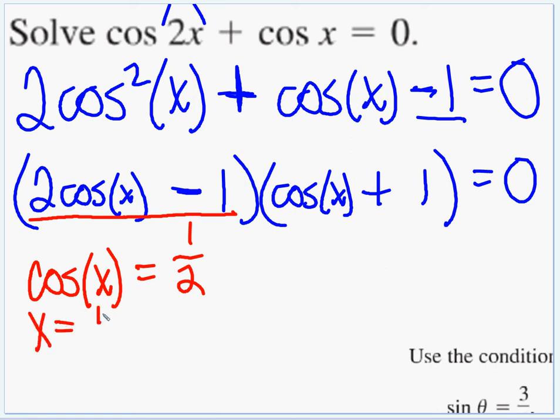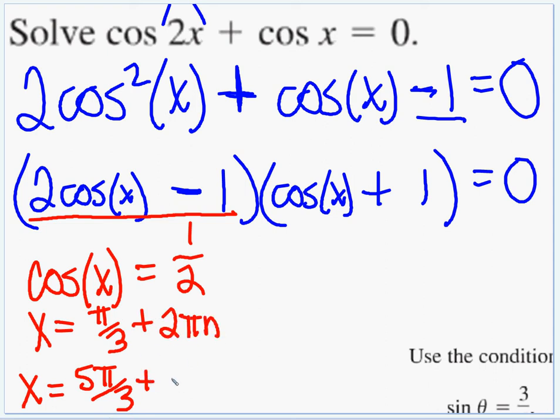X equals pi over 3. That was supposed to be a 3. And x equals 5 pi over 3. Quadrants 1 and 4 where cos is positive. We are not on a restricted interval, so we can give the infinitely many more solutions, plus 2 pi n. And if we look on the circle, they are not directly across from each other. We cannot combine them into one answer.